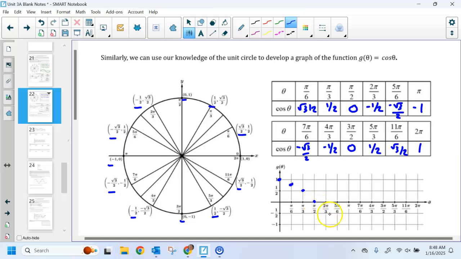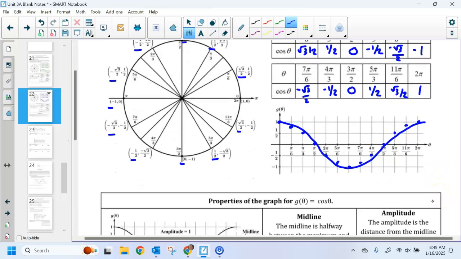Pi over 2 to 0. 2 pi over 3 to -1/2. Then negative rad 3 over 2, -1, and I'll keep on cycling through. And you'll notice that just like with the sine curve, I have this lovely smooth arced curve, except this one started at a y value of 1 and decreases, hits its bottom, and then increases again. So this graph is actually concave down from 0 to pi over 2, concave up from pi over 2 to 3 pi over 2, concave down from 3 pi over 2 to 2 pi.